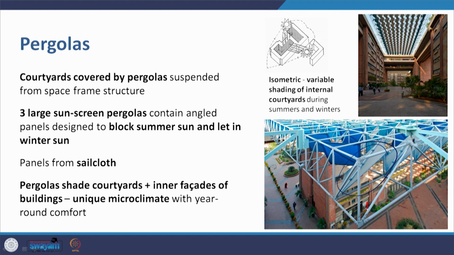Now if you see the isometric here, for example, there is variable shading of internal courtyards during the summers and the winters, and the pergolas shade the courtyards, they shade the inner facades of the buildings, and thus create a unique microclimate year in, year out. If you have visited, as I have had the fortune of visiting, the courtyard space, it is an amazing space. It has its own microclimate. You walk out of the hot sun of Delhi, you step into the courtyard, you step into another world altogether.